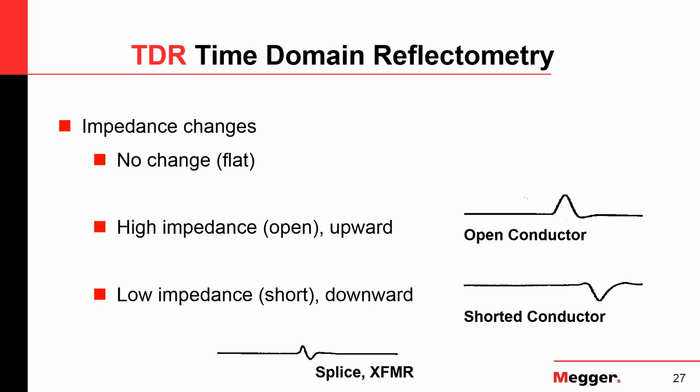And since cables are made out of reels with a finite length, cables are spliced together, so there is a signature for splices. Transformers look the same, and you can see this S shape I have put on the bottom of your screen. So that is kind of an indication for a splice or a transformer.